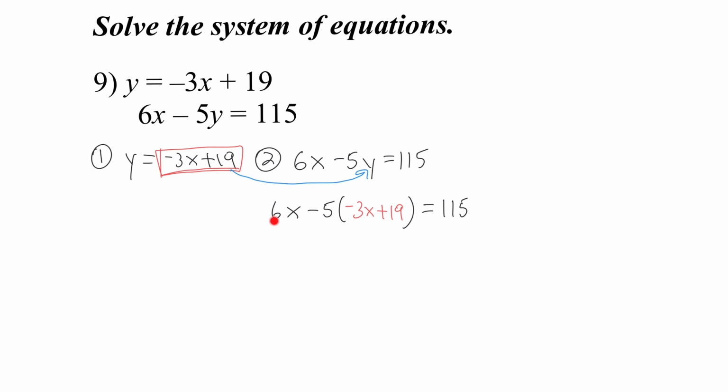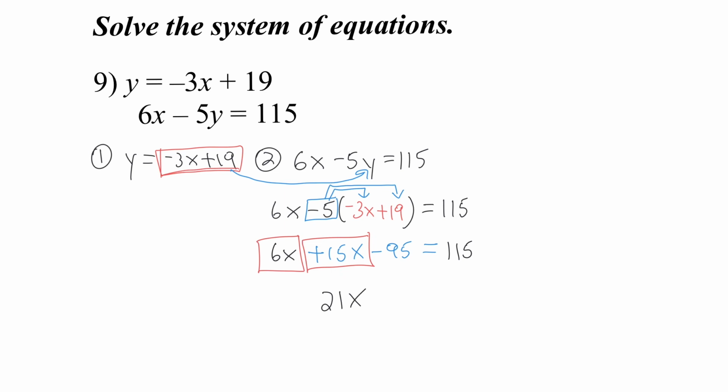We do have parentheses, so we're going to have to distribute the -5 in the parentheses. So first, let's bring this one down. The 6x, you just bring it down. 6x goes there. And you multiply -5 times -3x. That's positive 15x. And -5 times 19. That's going to be -95. Equal to, and you have the 115 on the other side. Now you are going to combine like terms. 6x plus 15x. So that's going to be 21x right here. And then you bring down the -95 equals 115.